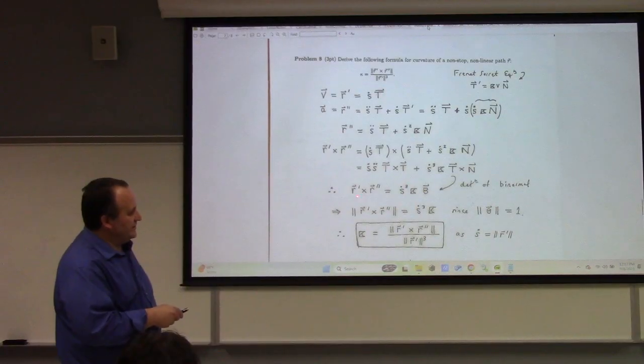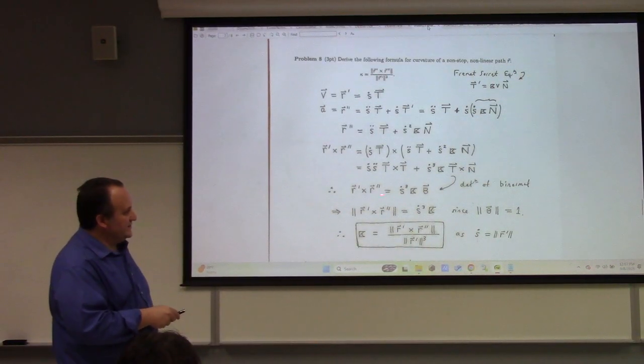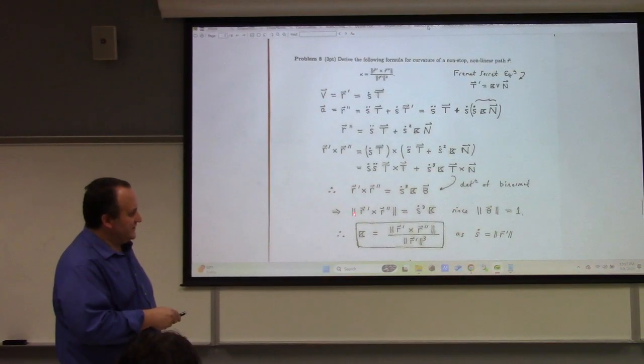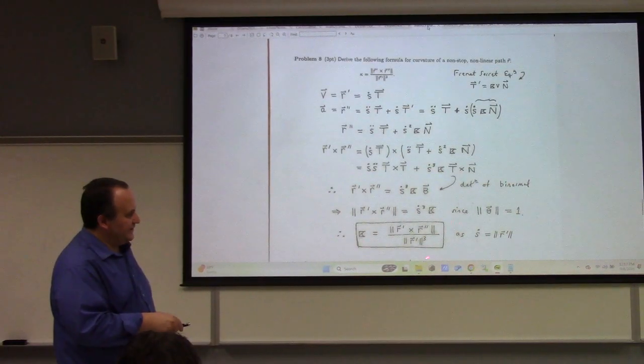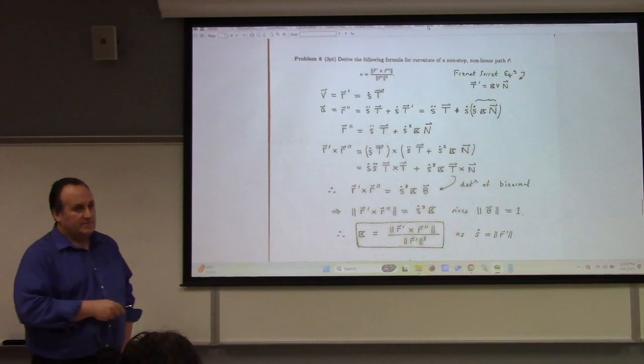That's a kind of neat formula. We didn't see that before, but now we've seen it. And of course, if you take the magnitude of this equation, B is a unit vector, so we're just left with this, which you then solve for kappa, and there you go. That was the claim.